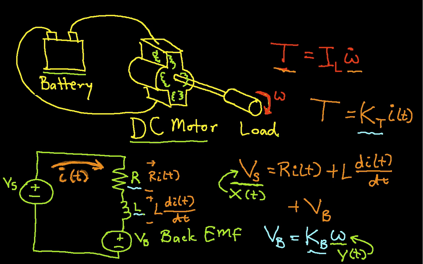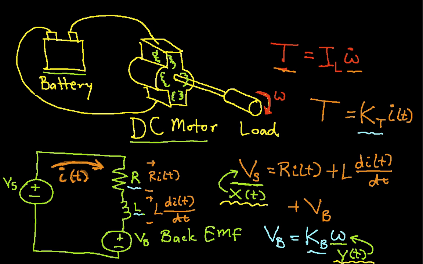So, just to remind you what was going on, we pointed out at the very end that the input of our system, and again in previous videos we've talked about the input as being x of t, is the voltage applied to the motor. The output of the system is the angular velocity of the load. And so we have several equations that we can now use to put together the model.